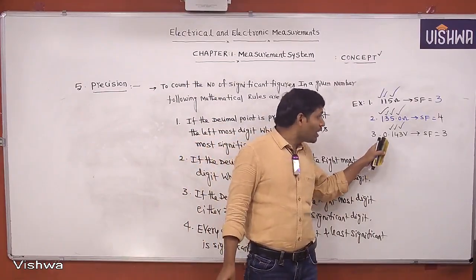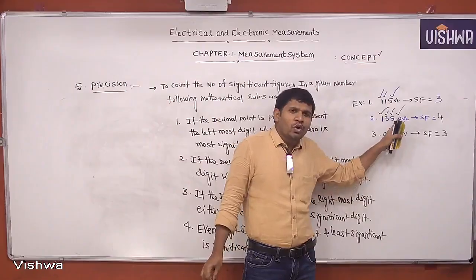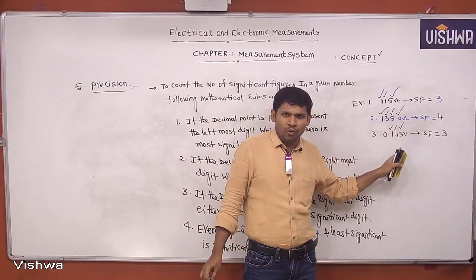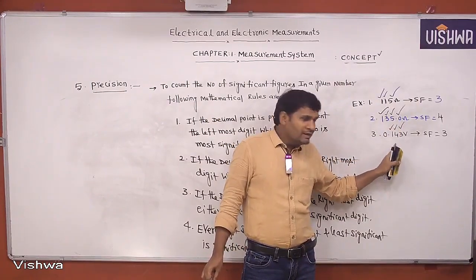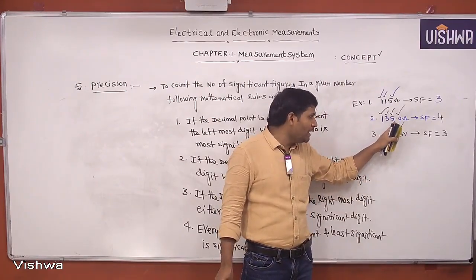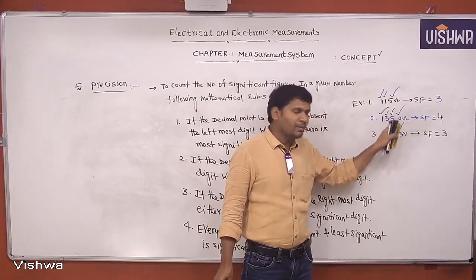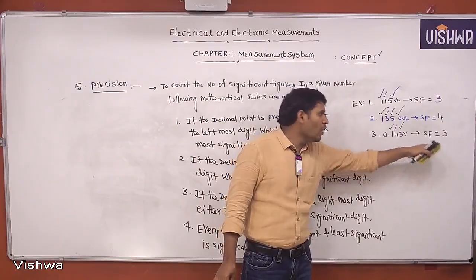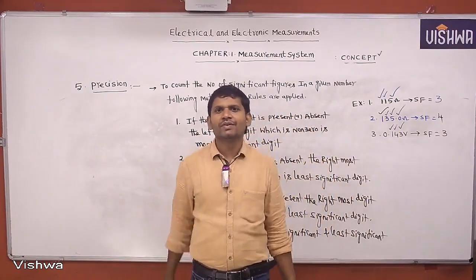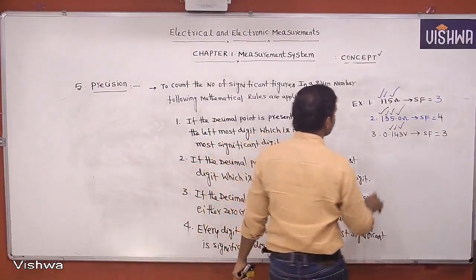Sir, why are you not considering the 0? Simple. 0.143 is close to 0.142 or 0.144. Is there an effect on the 0? No. But 135.0 is close to 135.1 or 134.9. This is affected, but this is not affected. So how many significant figures? 3 significant figures. Clear?